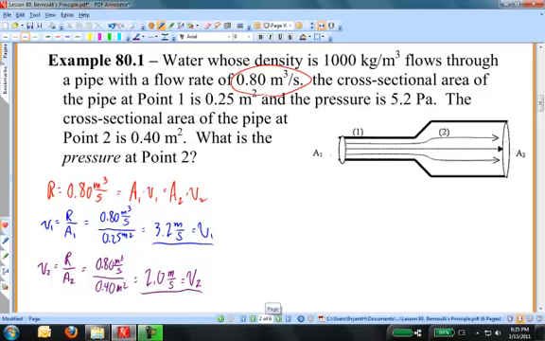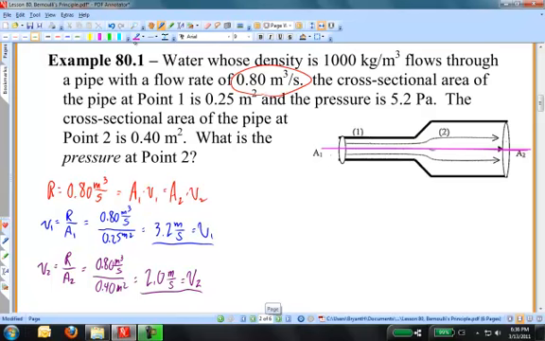Now, let's also notice that the center lines of these two pipes are equal to each other. They correspond to each other. What that means is that there's no elevation change in this pipe, and so there's not going to be any change in the gravitational potential energy that the fluid has when it moves from one section to another. We'll see that that's going to be important when we write down Bernoulli's principle.